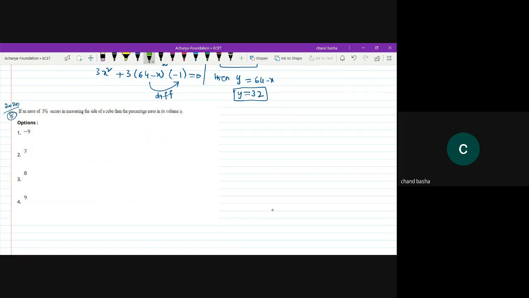Let the side of the cube be x. Given dx by x into 100 is equal to 3%, as they have given. Now, what is meant by volume? What is the volume of a cube?